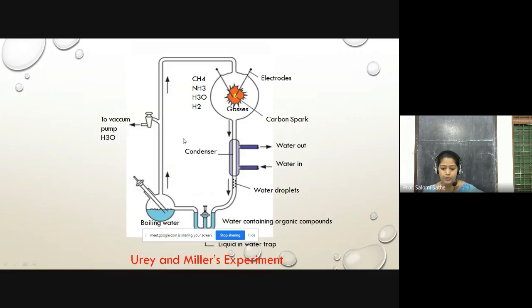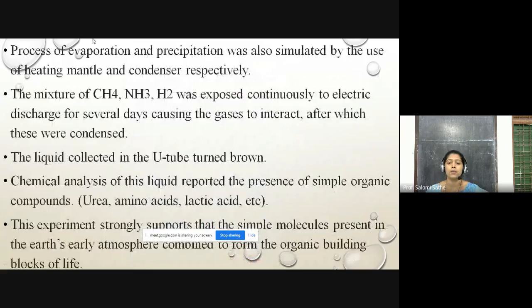Now this is all about the Urey and Miller experiment, and the result of this experiment is that this experiment strongly supports that the simple molecules present in the Earth's early atmosphere combined to form the organic building blocks of life. This is the main result of that experiment.